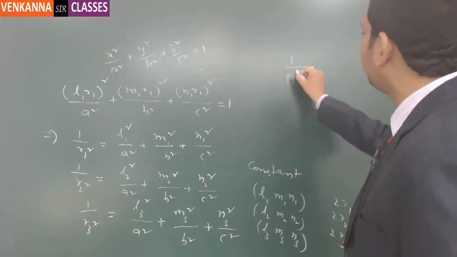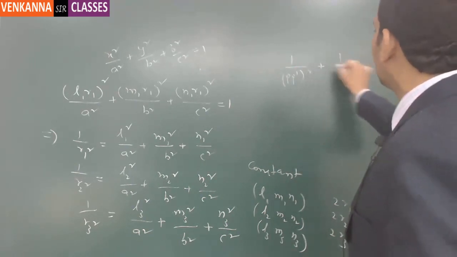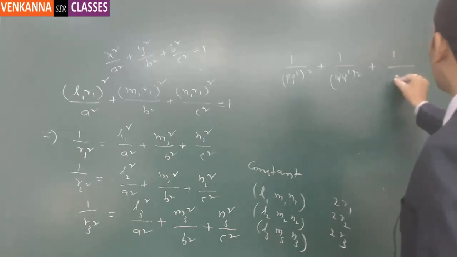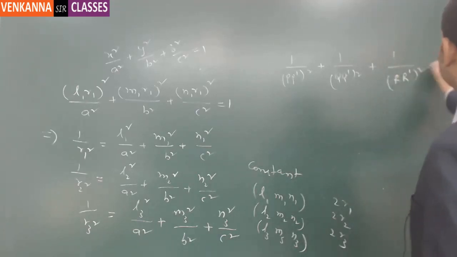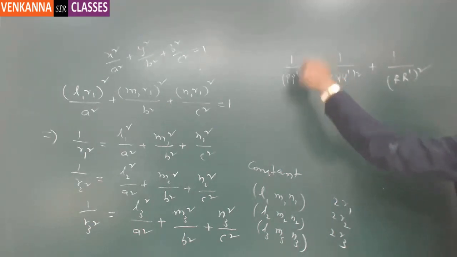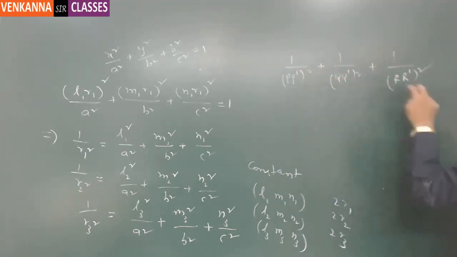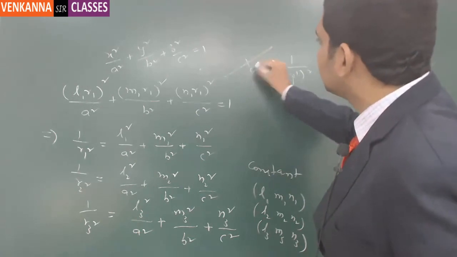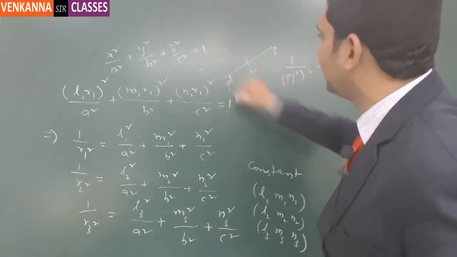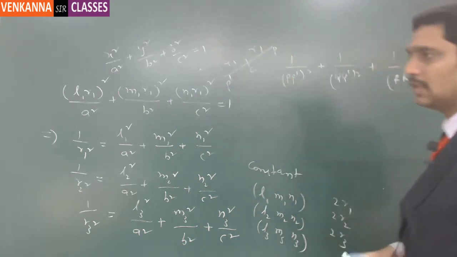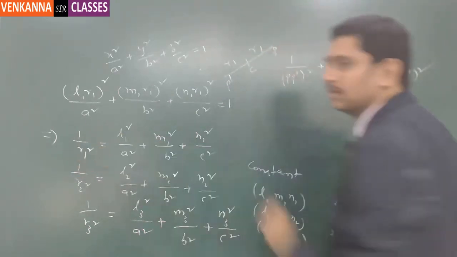Now, I have to calculate the value of 1 by P dash whole square, 1 by Q dash whole square, plus 1 by R dash whole square. This thing I have to calculate: the sum of the squares of the reciprocals of three diameters which are mutually perpendicular. So, this is C, P and P dash. So, this is R1, this is R1. I know what is 1 by R1 square value.